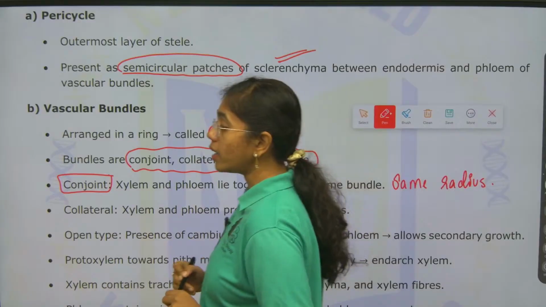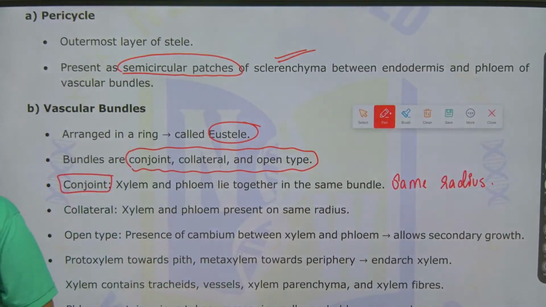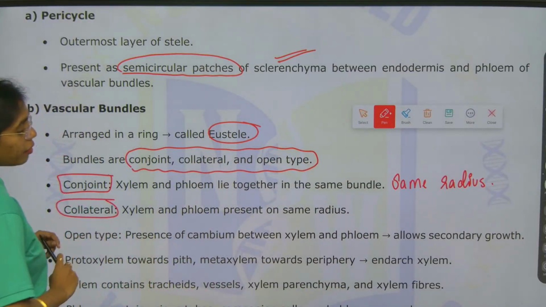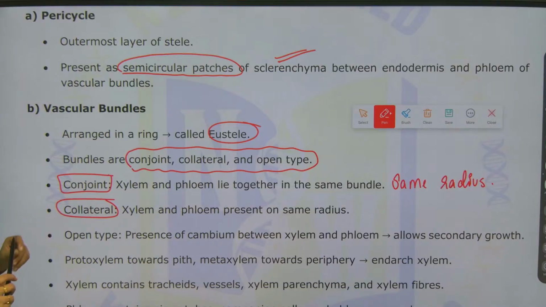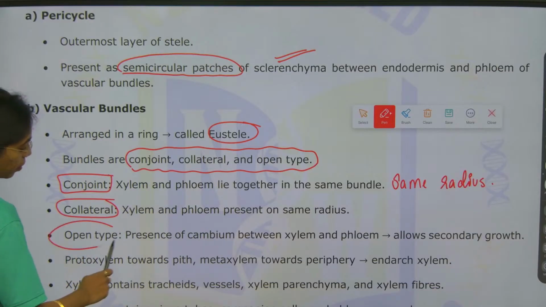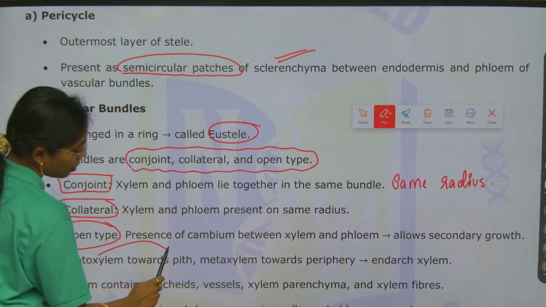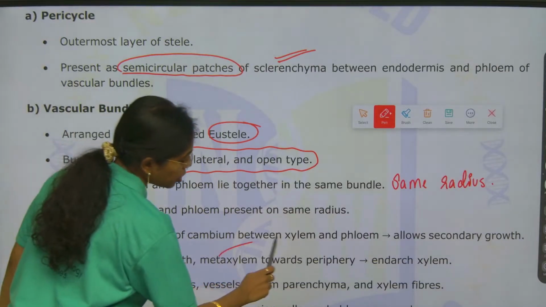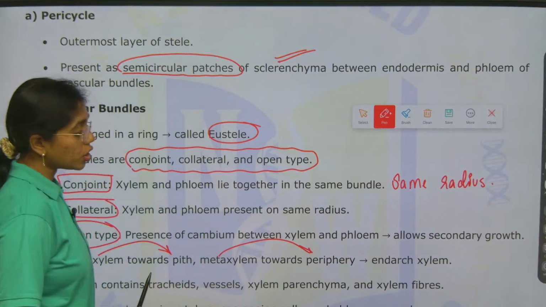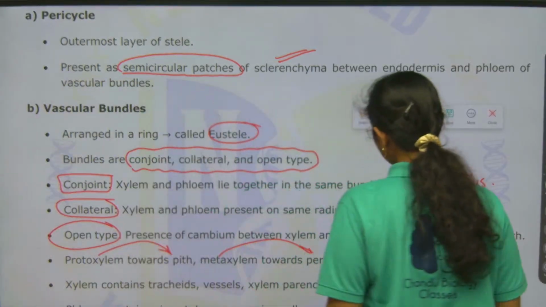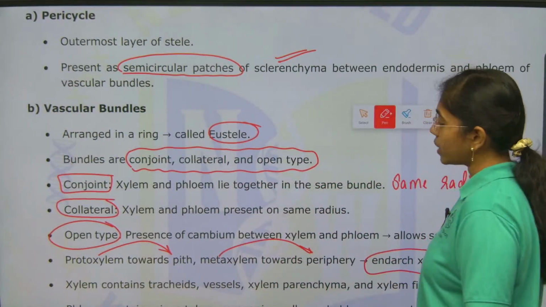Fine, right? And collateral, what does it mean? Xylem and phloem are present at the same radius, side by side to each other. Open type means presence of cambium in between xylem and phloem. Protoxylem is towards the pith, metaxylem is towards the periphery. This is called as what? Endarch pattern of xylem development.